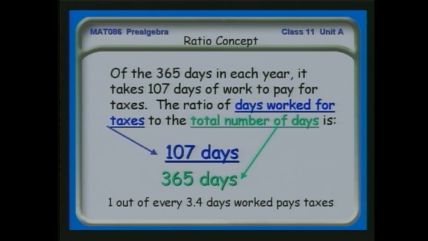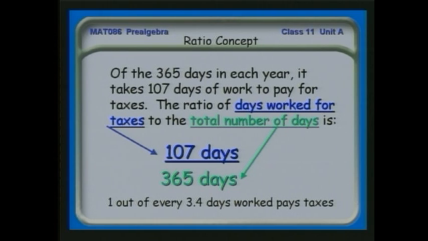Here's another interesting ratio. Of the 365 days in each year, we find it takes 107 days of work on the average to pay for taxes. What's the ratio of the days you've worked for taxes to the total number of days? We find that you work 107 days out of every 365 days to pay your taxes, or you work about 1/3 of the year just to pay your taxes. Interesting statistic.